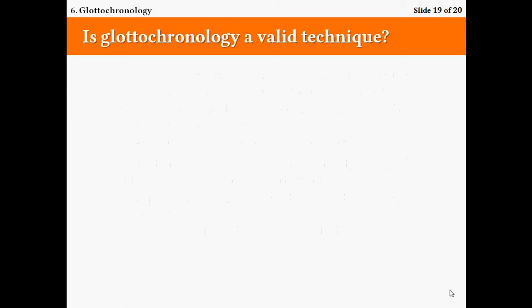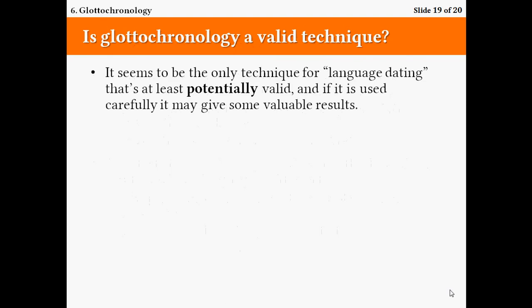I guess that sounds kind of cool, right? It sounds kind of like a rigorous mathematical technique. So the question is, is that actually a valid technique? Does this actually give us real results? And it does seem like this is the only possible technique for dating languages that's at least potentially valid. It's the only thing that could possibly work.